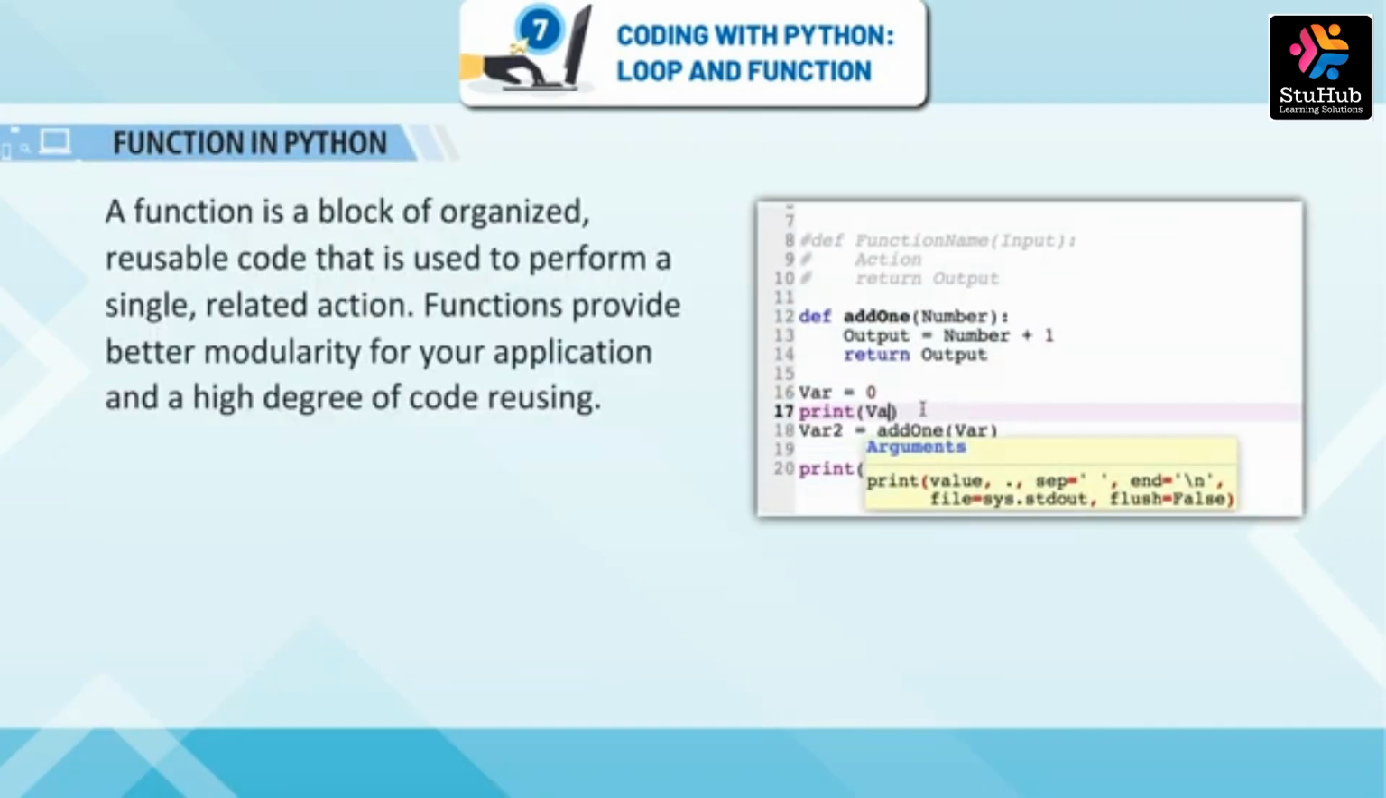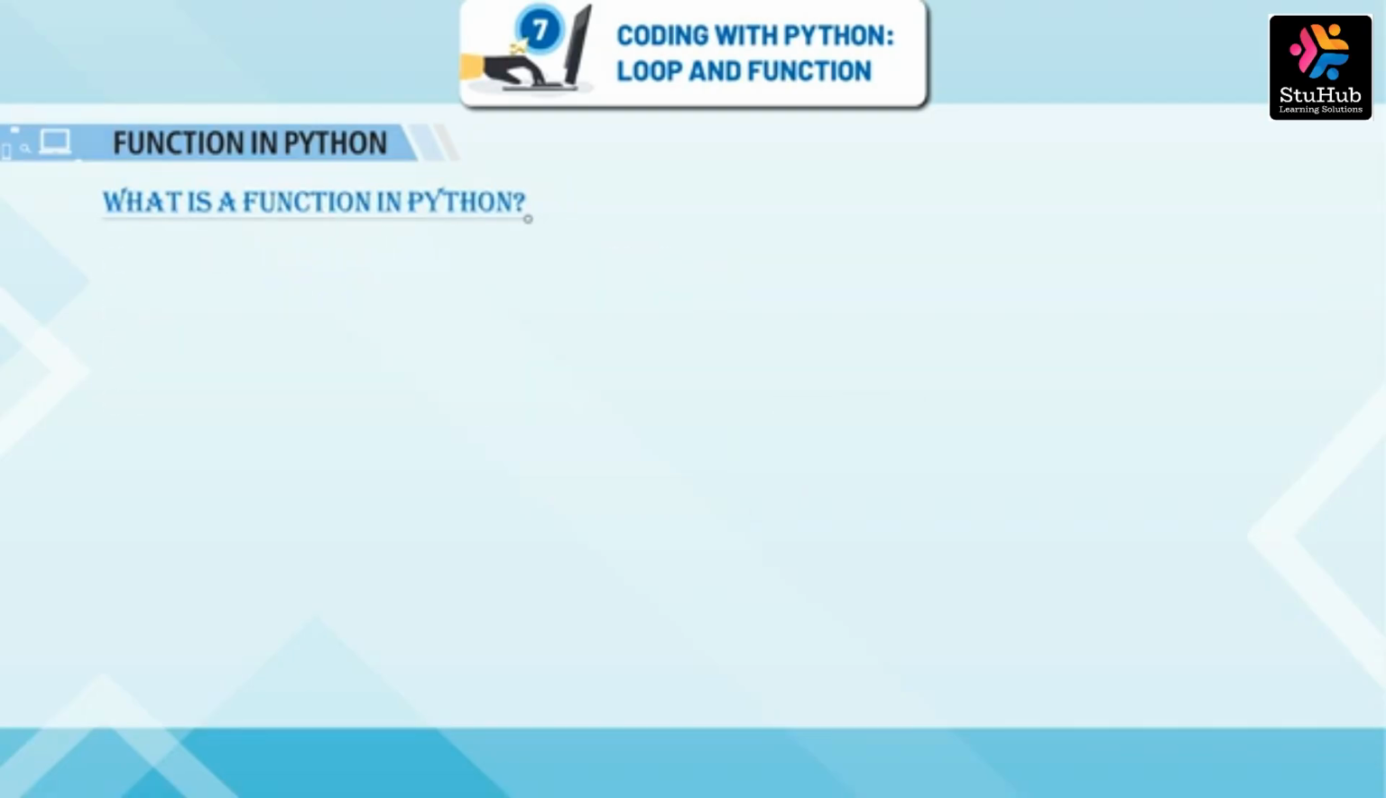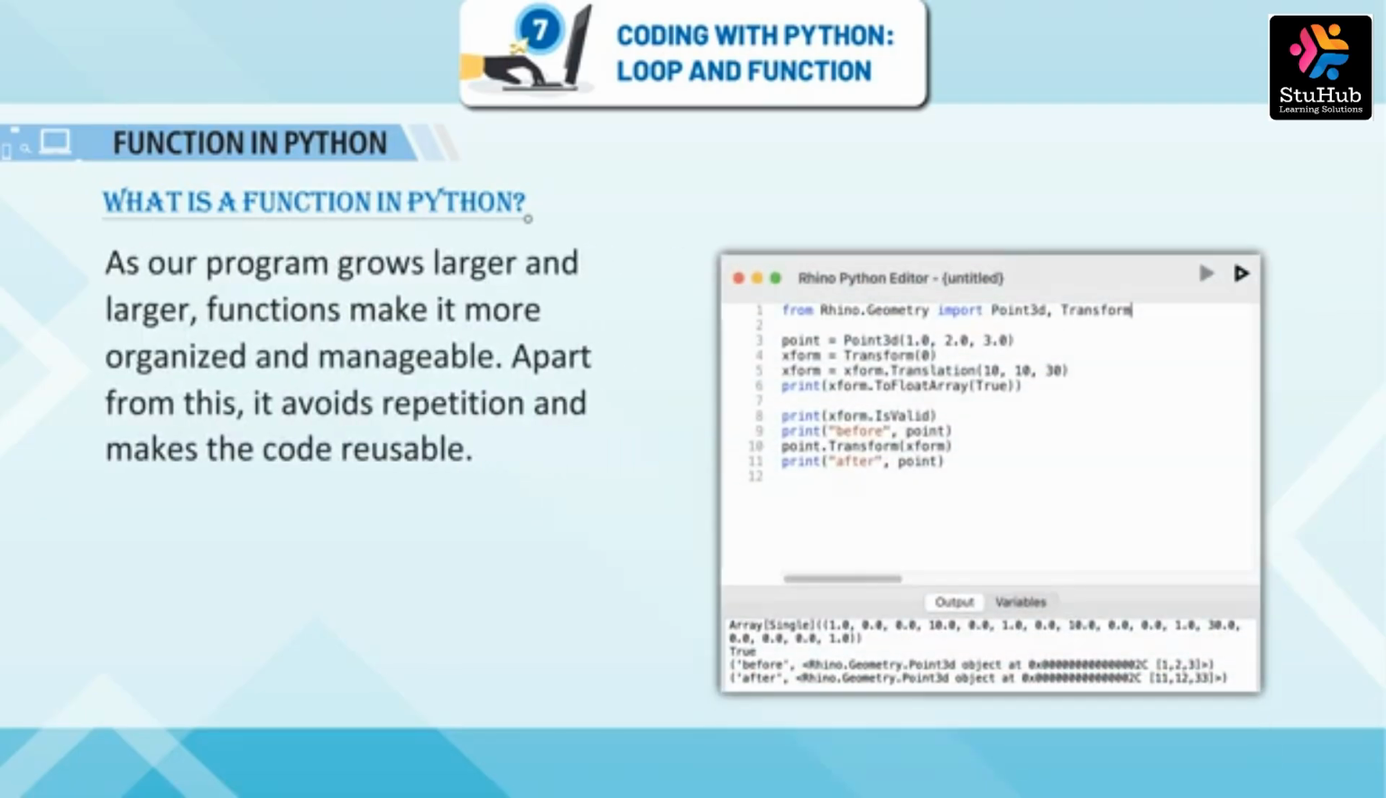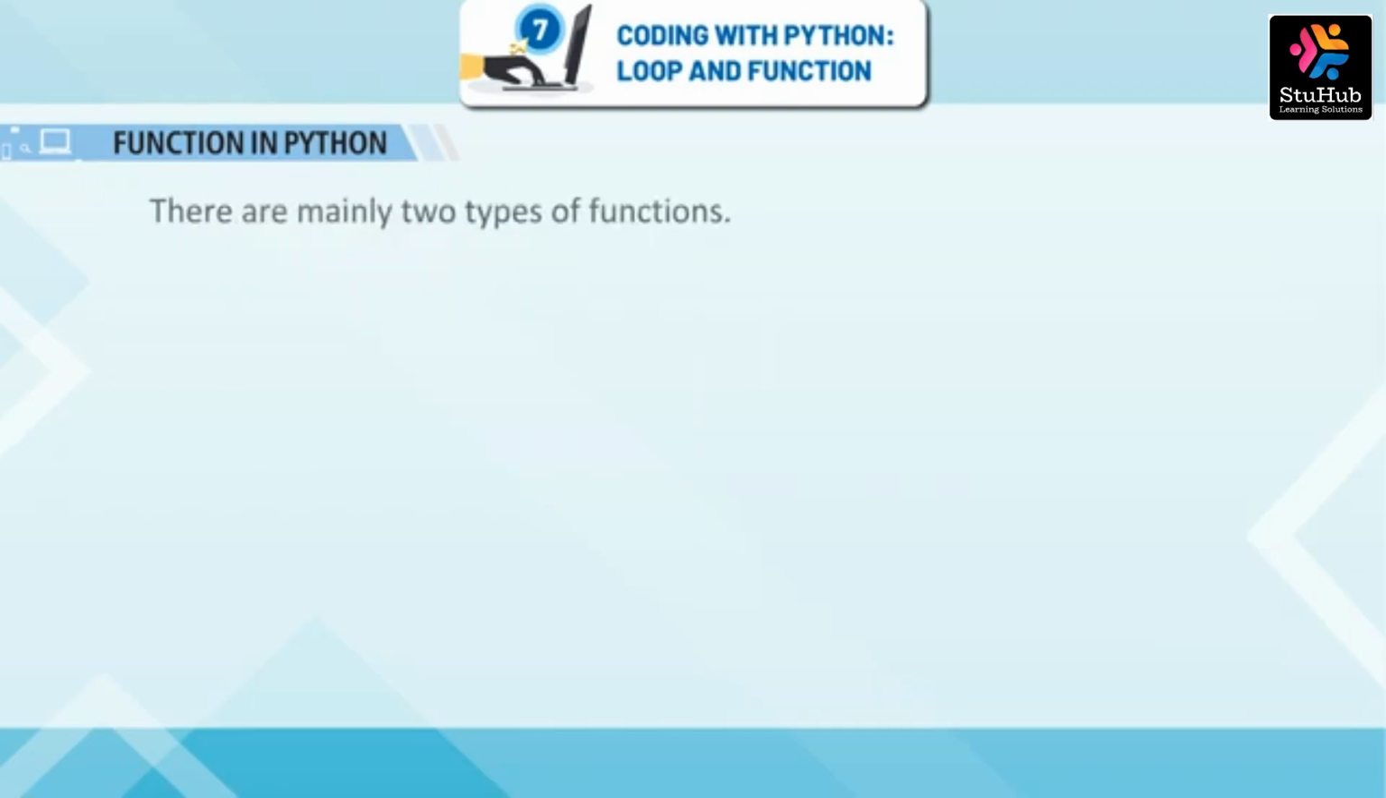Function in Python. A function is a block of organized, reusable code that is used to perform a single related action. Functions provide better modularity for your application and a high degree of code reusing. What is a function in Python? In Python, a function is a group of related statements that performs a specific task. Functions help you to break your program into smaller, modular chunks. As our program grows larger and larger, functions make it more organized and manageable. Apart from this, it avoids repetition and makes the code reusable.